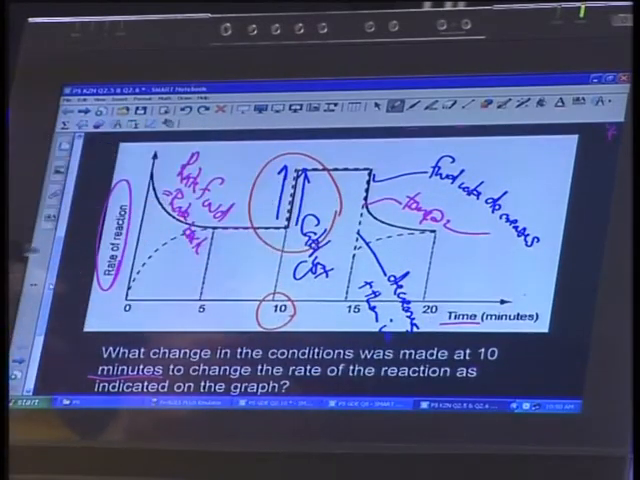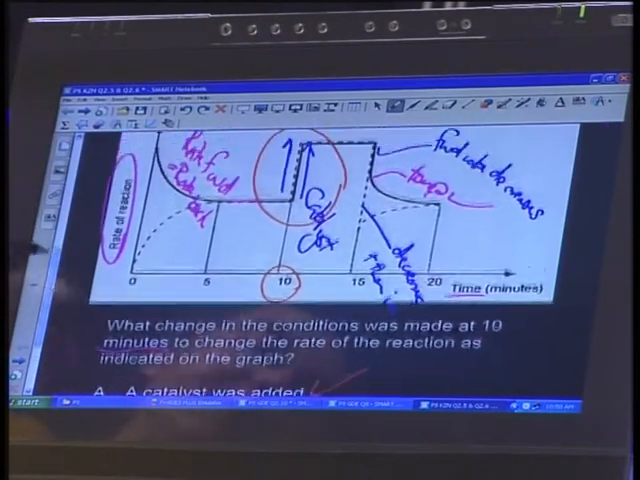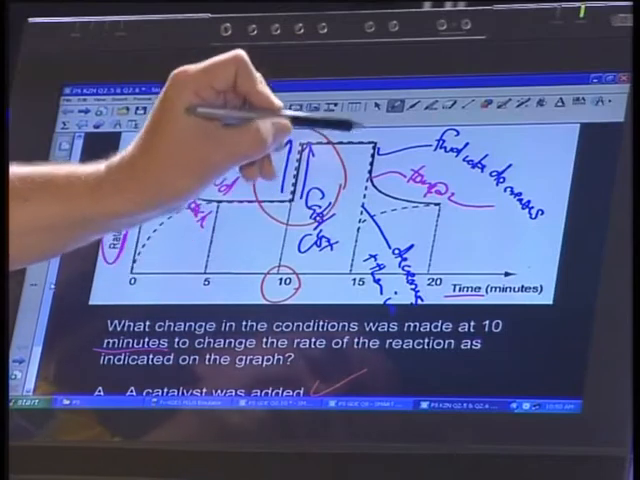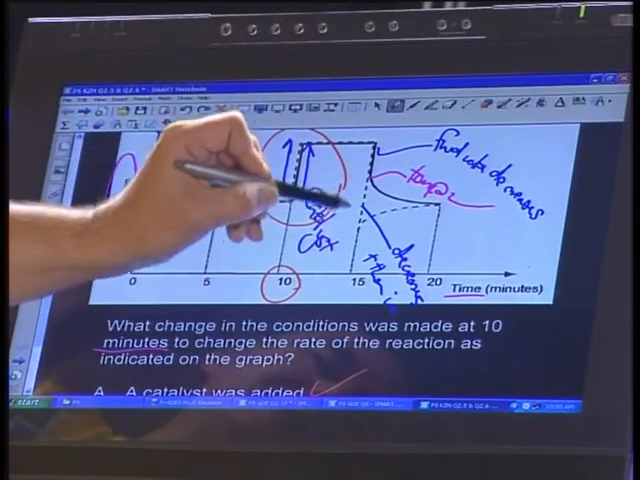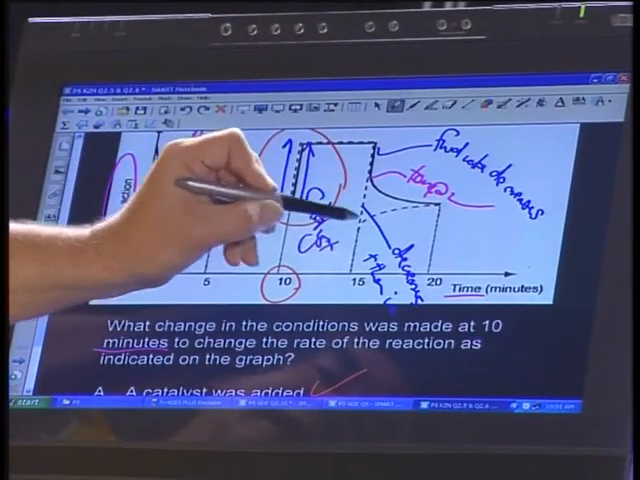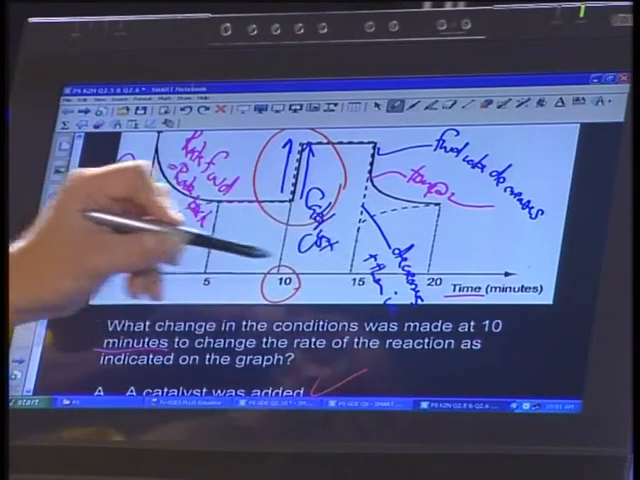Although there might be a problem with the way that this has been drawn, I'm not exactly sure, let's just recognize that when both of them decrease, they decreased at different times. If it was a change in temperature, we're going to expect a decrease in temperature to cause both rates to slow down. If we decrease the concentration of one of the substances, it's not necessarily going to change the rate of reaction of both of them.